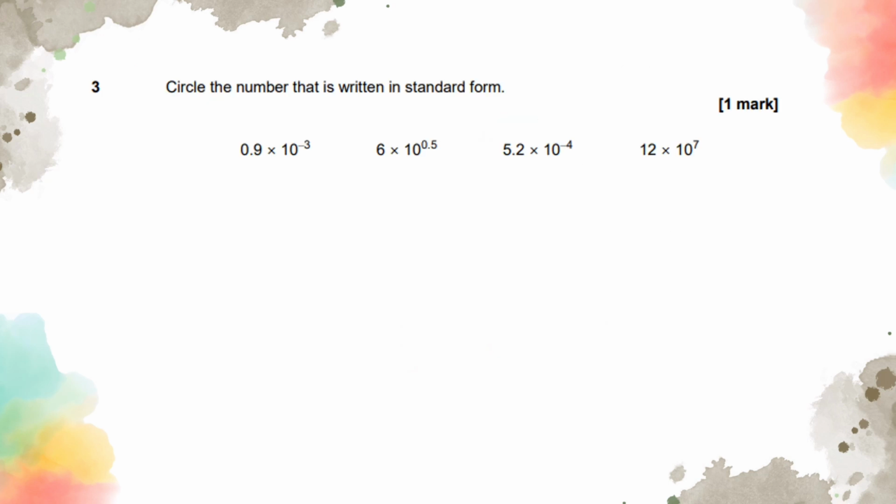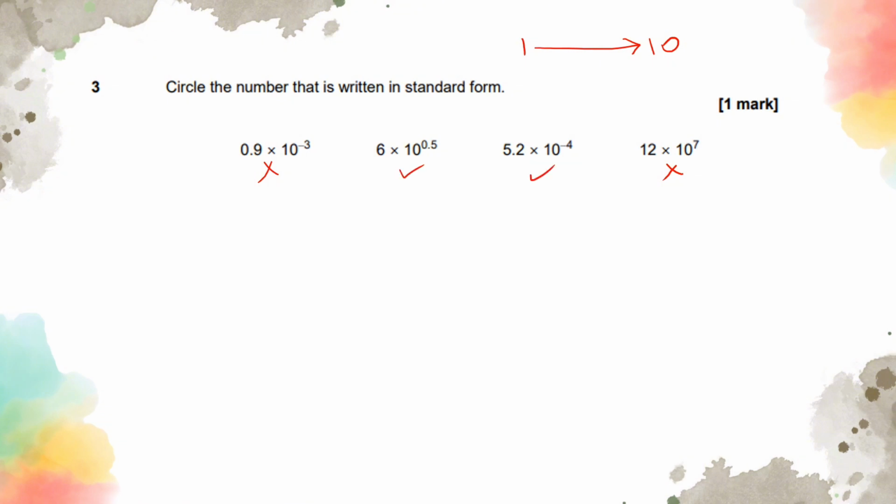Right, so for question number 3, it says circle a number that is written in standard form. What we know about standard form is that the first part of standard form needs to be written down as a number between 1 and 10. So if I'm going from 1 to 10, I can easily see that this is not going to be the case, so I'm just going to be comparing this and this.